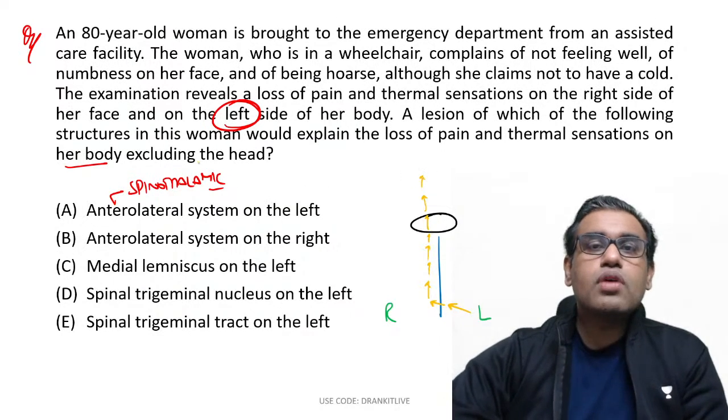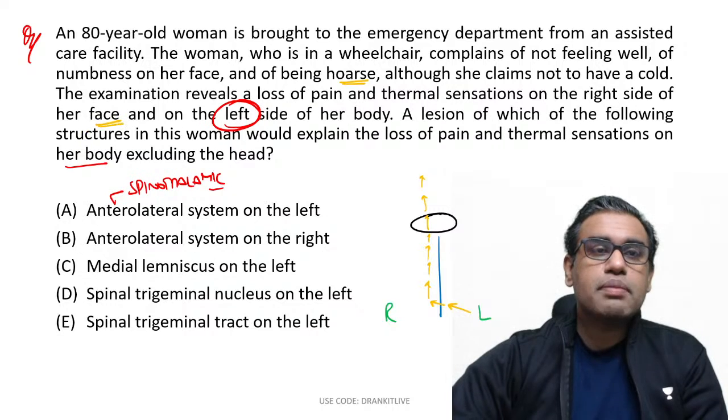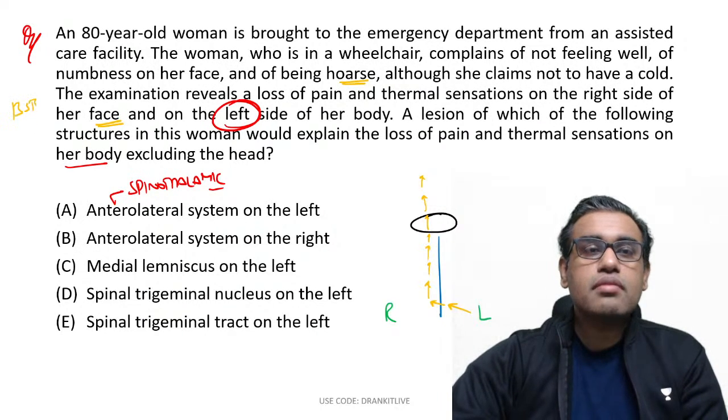Now the problem was in the brain stem. Why? Because she was hoarse, so there is some voice problem. She also had loss of pain and temperature on the face. So it appears to be a problem in the brain stem.